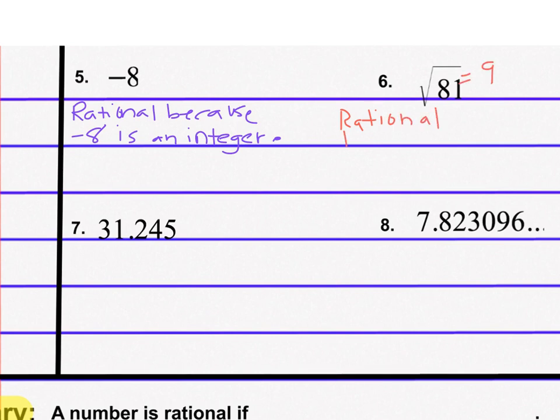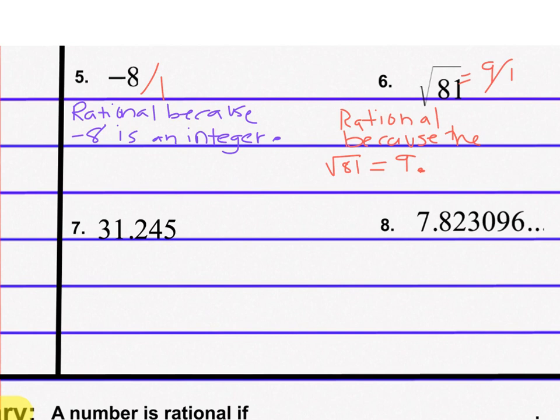Rational. Okay, so because the square root of 81 equals 9. Okay, and 9 is an integer, and that can be written as a fraction, 9 over 1. Negative 8 can be written as a fraction, negative 8 over 1. So if you said rational because square root of 81 is a perfect square, that's also fine. Rational because it can be written as a fraction, also fine. Those are all great answers. Number 7, 31.245 without the dot, dot, dot afterwards, without the dot, dot, dot.